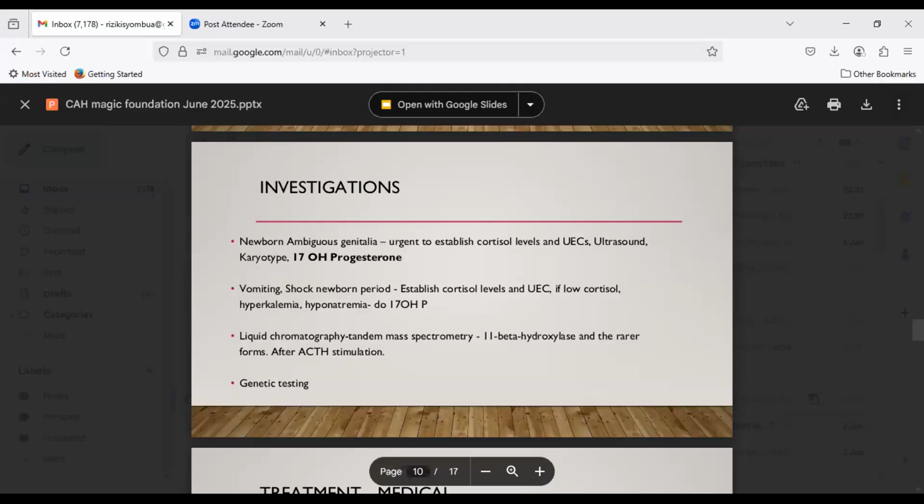In other places, they will do liquid chromatography with tandem mass spectrometry, and that will diagnose all the forms of CAH in one test, especially picking the rare forms. And then, of course, you can do genetic testing to establish which particular gene is affected, and that will also give you a very specific diagnosis. Next.